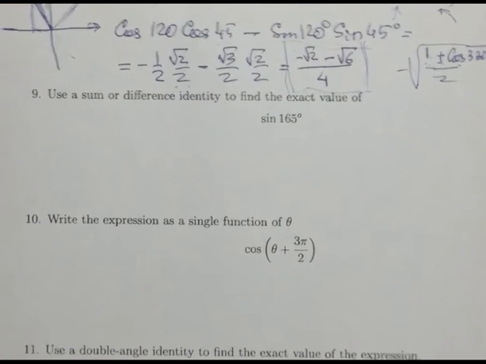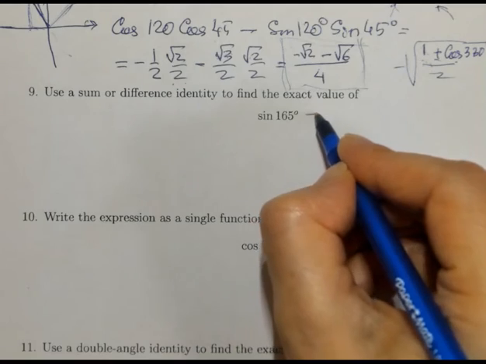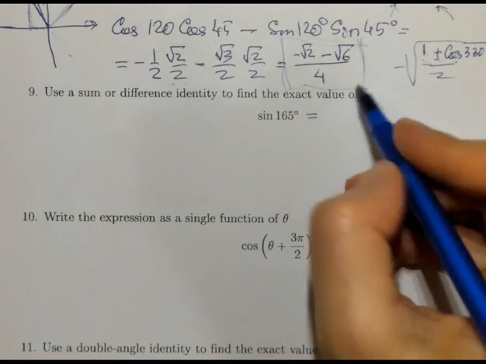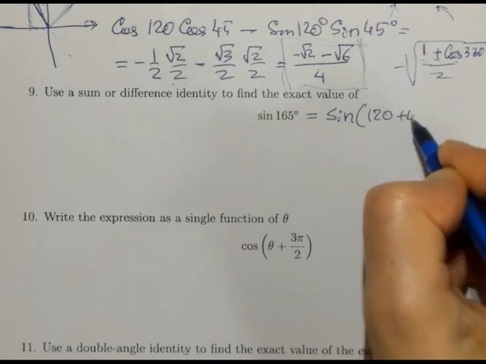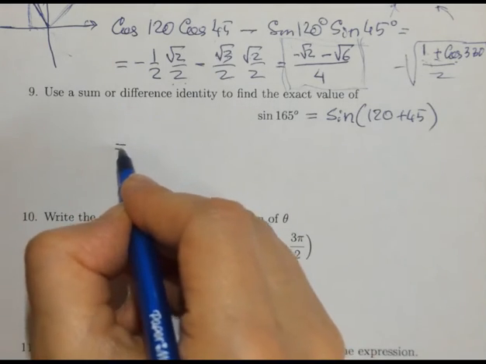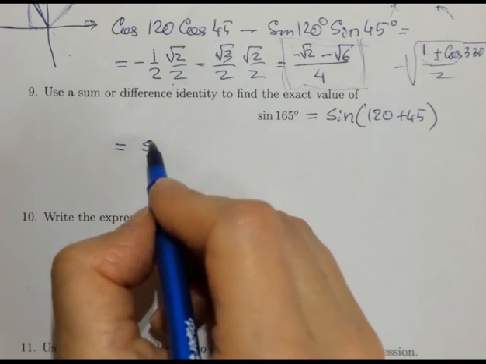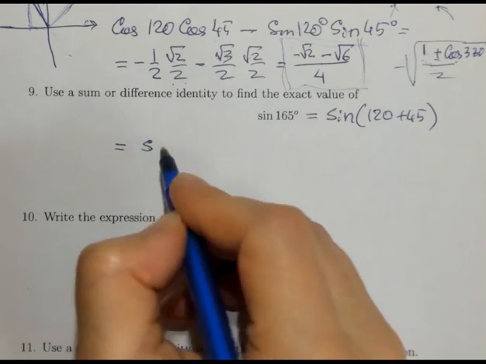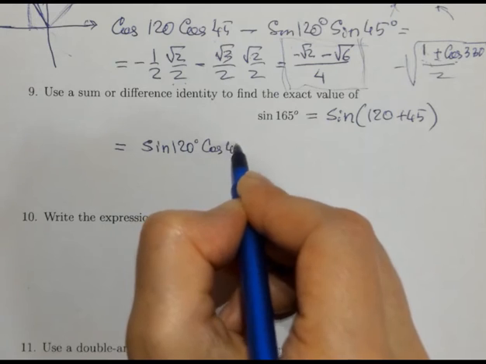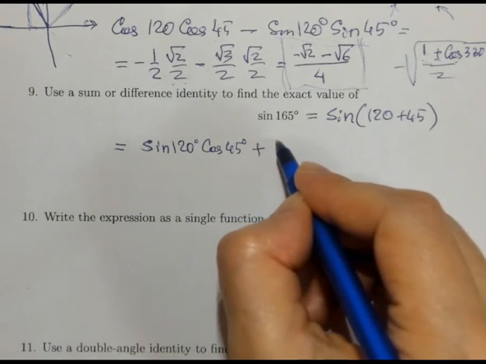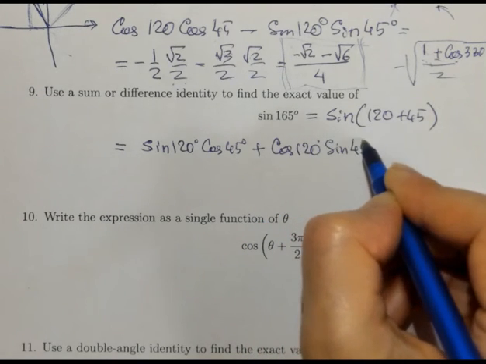The next one, the sine of 165 degrees. This is almost the same, but we use the formula for sine of the sum of 120 plus 45. In the sine formula we have a sum of products: sine times cosine. Sine 120 times cosine of 45 plus cosine of 120 times sine of 45.